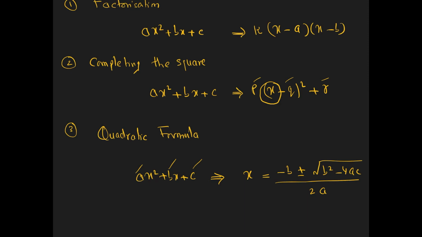Let us further explore these three methods with the help of an example. Let us consider a quadratic equation x² − 5x − 14 = 0, and we have to find the roots of this equation. In other words, we have to solve this equation and work out the values of x.